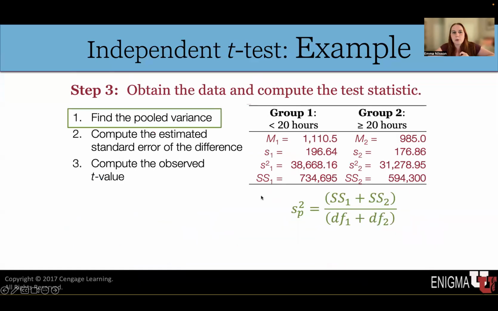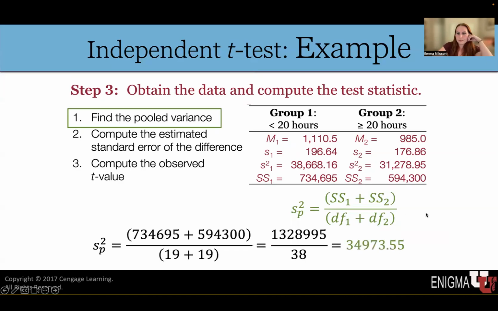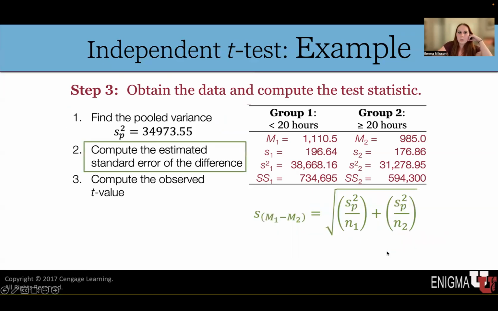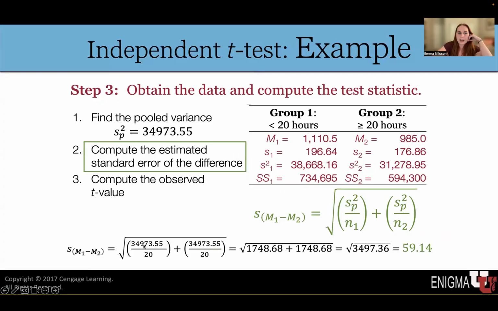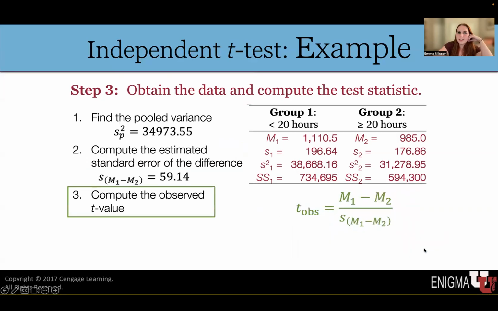So number 1, we're going to find the pooled variance. If you want, you can pause the video and try to figure this out on your own, but I'm just going to breeze through it right now. So we're going to find the pooled variance here, and using our test statistics, we get this value here. Then we're going to use this 34,973. We're going to put it in the formula for our estimated standard error of the difference right here. Boom, bam. The estimated standard error of the difference, so our denominator, is going to be 59.14.